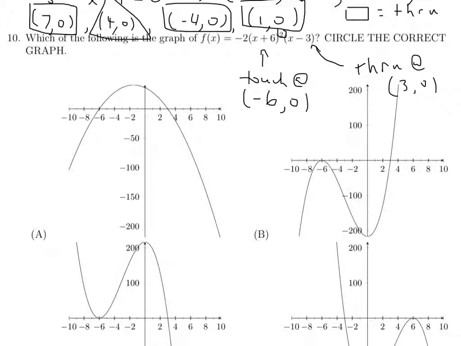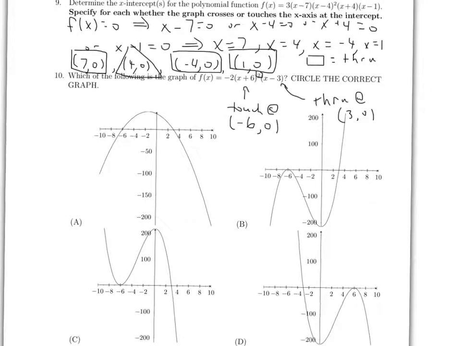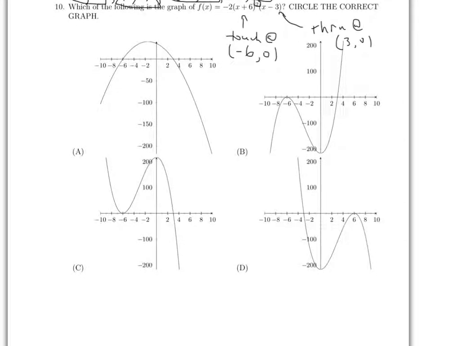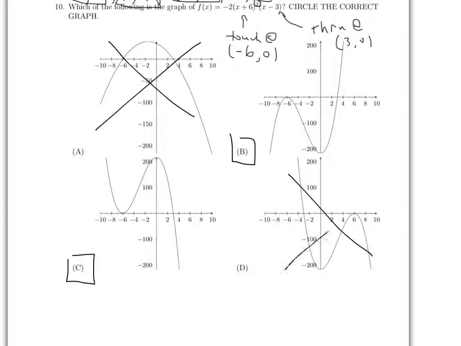It's going to be one of these two. It's hard to fit on my screen here. So I'm looking for touching at negative 6 and passing through at 3, and so the only two that do that are these two. So right away I know it's not that one and it's not that one. And so how do I know which of these it is? Well, just look at the difference. One of these has a y-intercept way up here, and the other one has a y-intercept way down there.